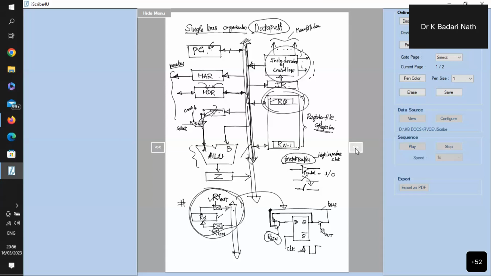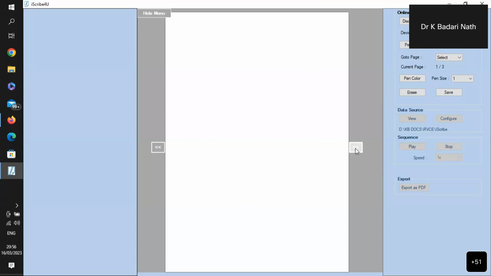Multiplexers, decoders, I can design them. So now I have understood how to design the register file inside the CPU. Now I'll go to the next logic, how to design that one.